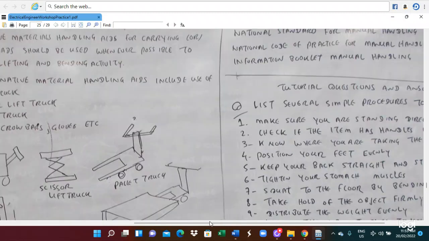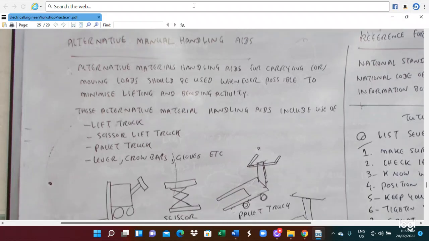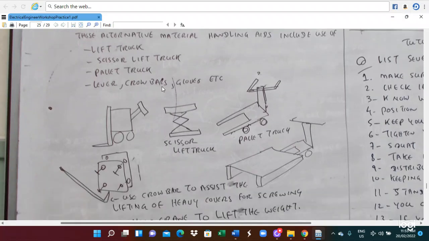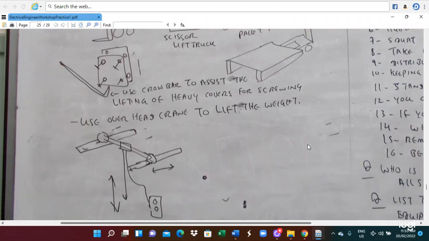Alternative manual handling is also important. Alternative handling is for carrying or moving the load, and can be used whenever possible to minimize lifting, carrying, and bending activities. Alternative material handling equipment includes a lift truck, scissor lift truck, pallet truck, and also levers and crowbars. A lever is used to move things, and a pallet truck is used to move pallets. You can also use an overhead crane to lift weight, which is an important aspect.